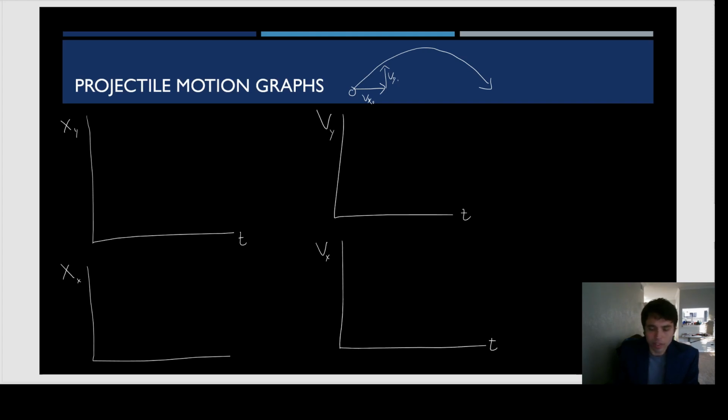All right. Now the funny thing is, I'm going to do the first one for you. Remember, this object was launched at a 30-degree angle up in the air. It went through the air, got to its highest point right here, and then came back down to the ground, hitting the ground right here.